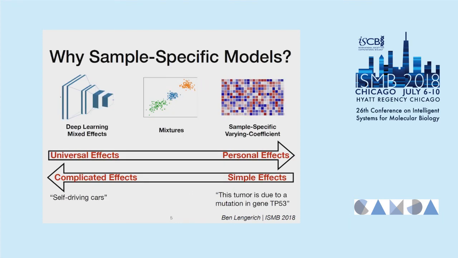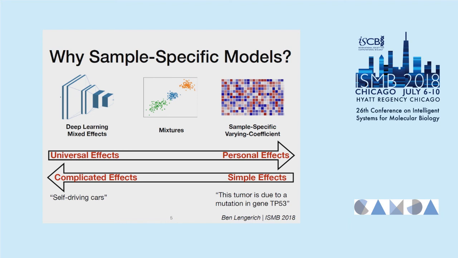And once again, why do we care about building sample-specific models? Well, in machine learning, there's this trade-off between effect complexity versus effect personalization. This is all assuming that we're looking at some complicated phenomenon. If we believe on this left side that there are universal but complex effects, then we should probably use some complex model that is estimated for the entire population. So for instance, if we're doing a self-driving car project, we believe that driving is a pretty complicated task, but every self-driving car should act in approximately the same way.